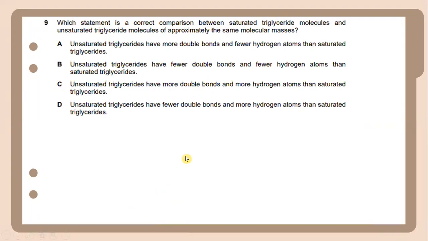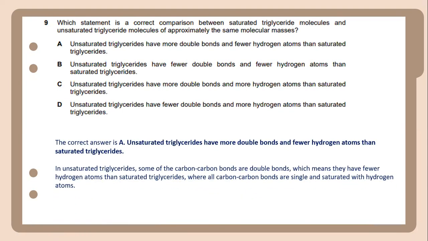Which statement is the correct comparison between saturated triglyceride molecules and unsaturated triglyceride molecules of approximately the same molecule masses? The correct answer is unsaturated triglyceride have more double bonds and fewer hydrogen atoms than saturated triglyceride. In unsaturated triglyceride, some of the carbon-carbon bonds are double bonds, which means they have fewer hydrogen atoms than saturated triglyceride, where all carbon-carbon bonds are single and saturated with hydrogen atoms. The answer will be B.